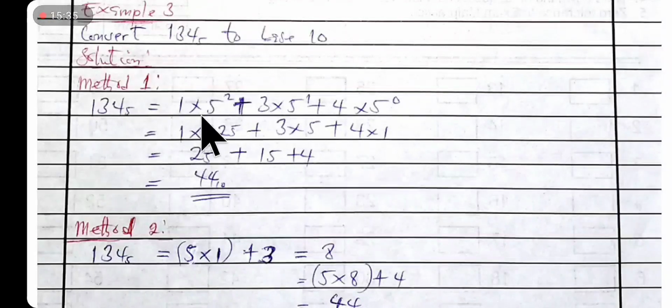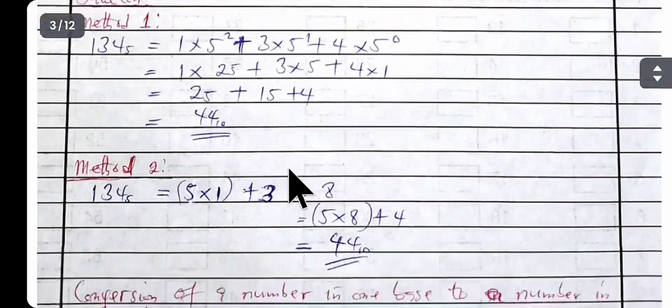So this is 1 times 5 raised to power 2, which is 25, plus 3 times 5 raised to power 1, which is 5, plus 4 times 5 raised to power 0, which is 1. Remember that anything raised to power 0 is 1. This equals 1 times 25 is 25, plus 3 times 5 is 15, plus 4 times 1 is 4. So 25 plus 15 plus 4 is 44 in base 10.